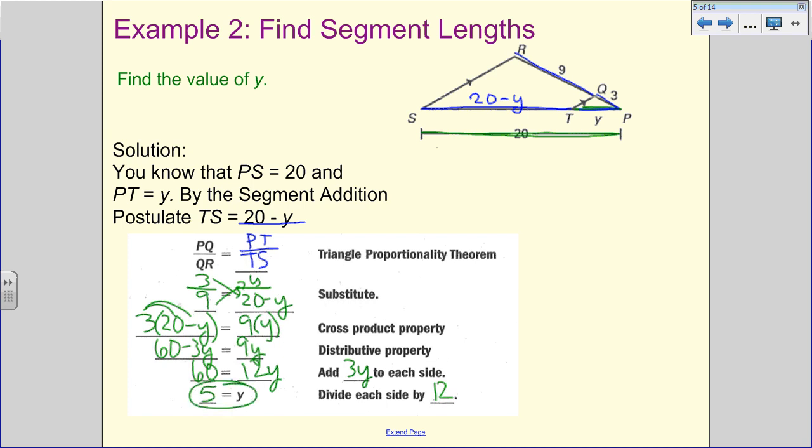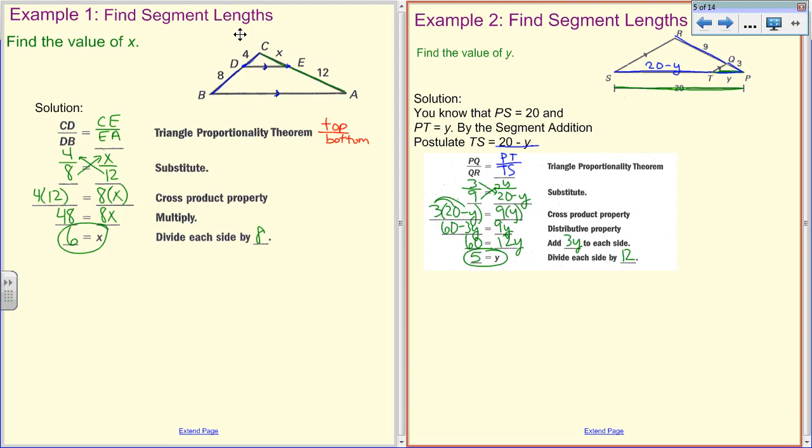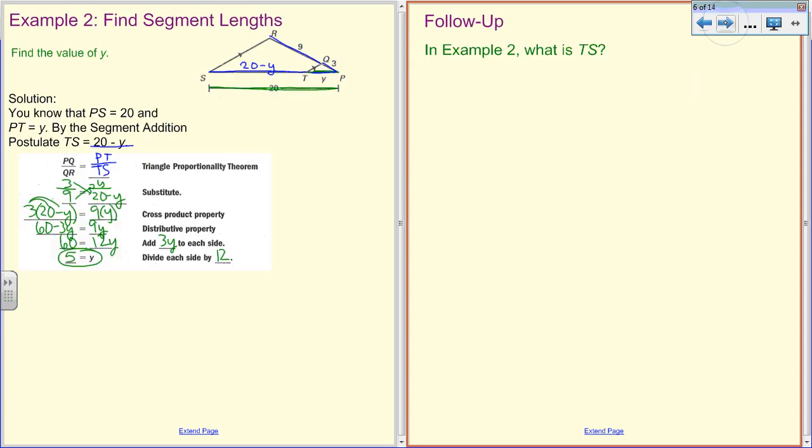So what I want to do here is move on to the follow-up. We're going to do this follow-up together in a split screen because by doing what the follow-up is asking us to do, it allows us to track, to verify our answers. They want to know how long is TS.